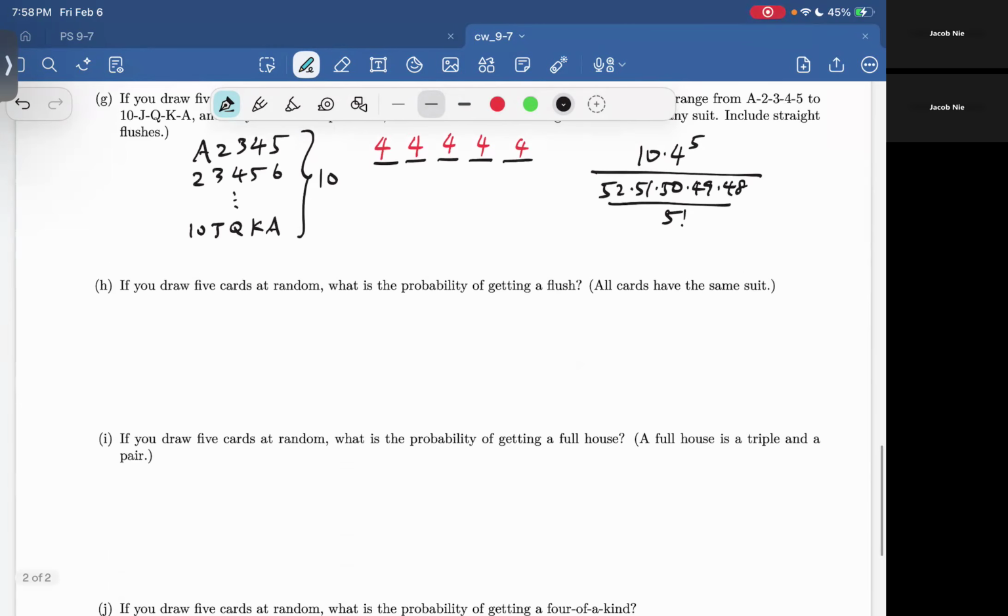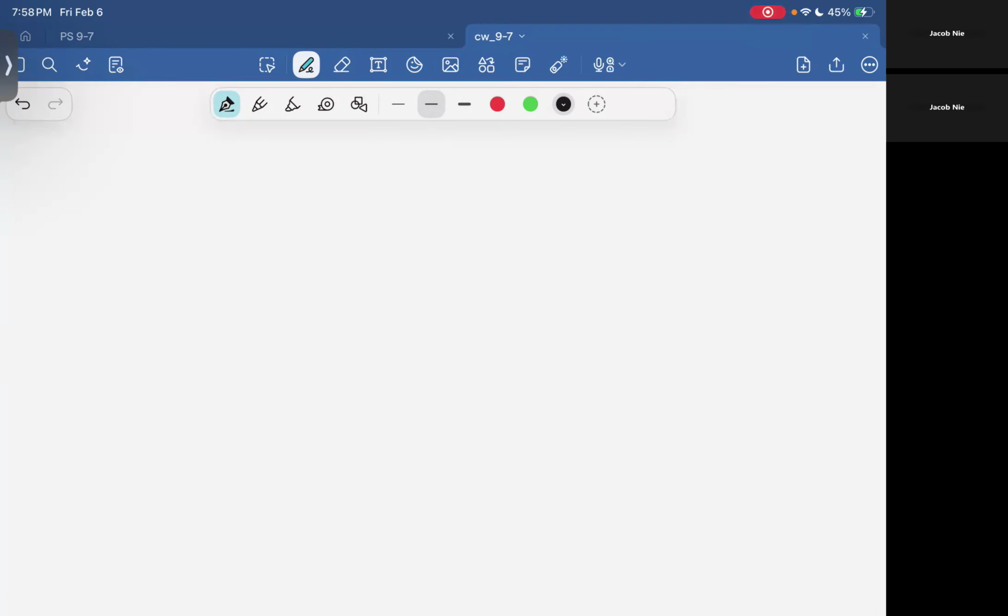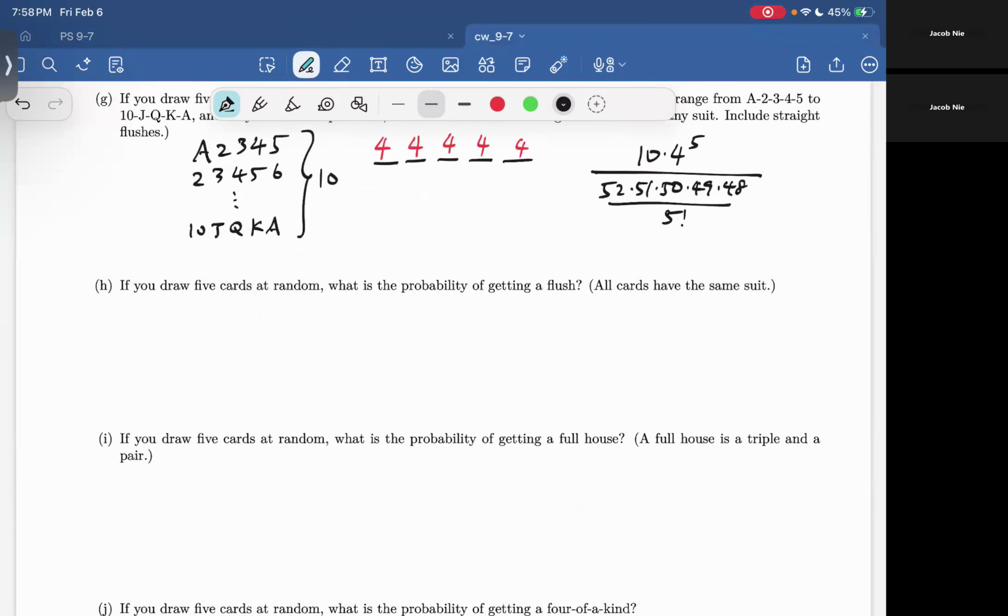If I draw 5 cards at random, what is the probability of getting a flush? I already did this on a previous question. This is 1 times 12 over 51, 11 over 50, 10 over 49, 9 over 48.